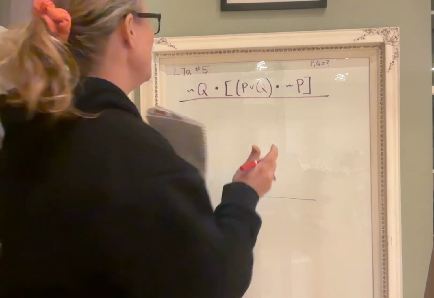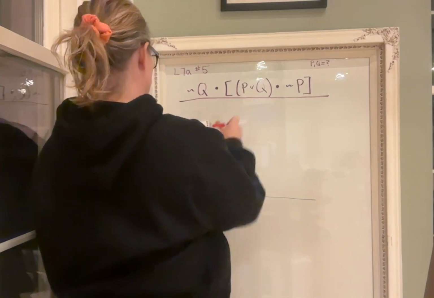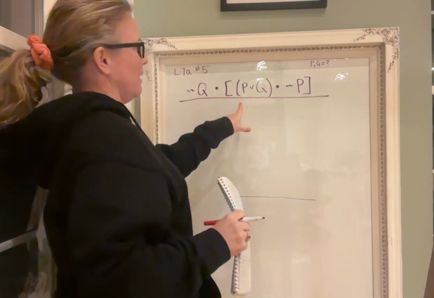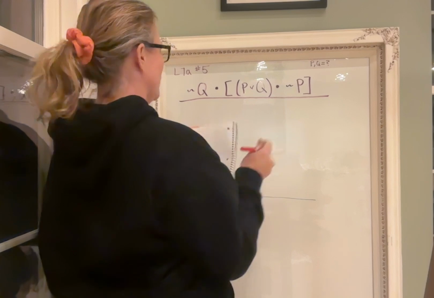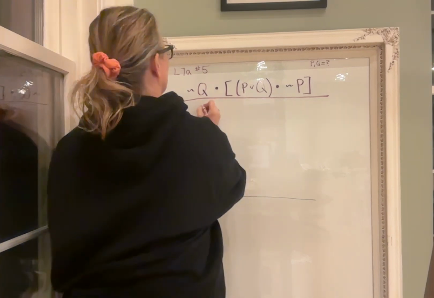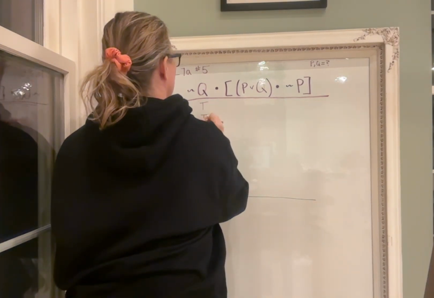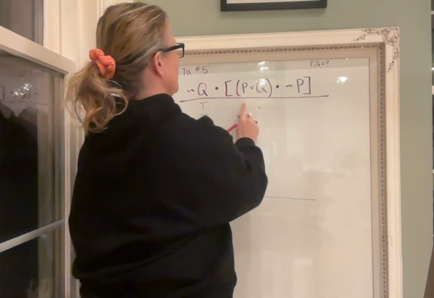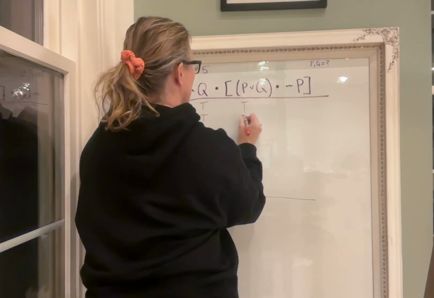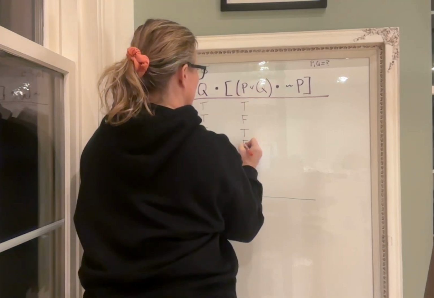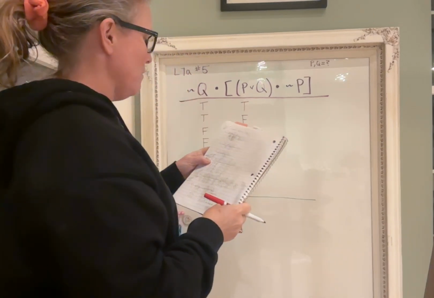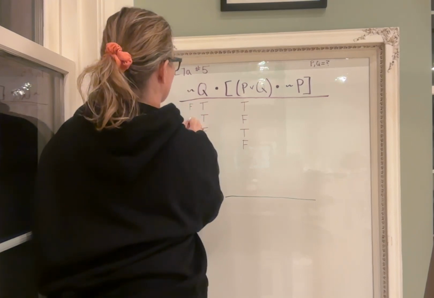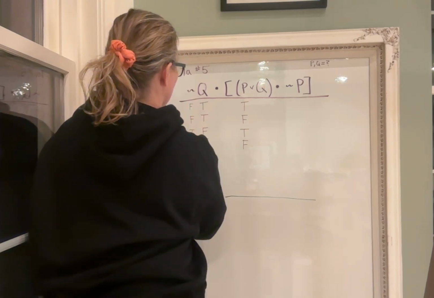Well, we assume, again, we are going to take the truth values and we're going to say how many variables do we have? We have 2 variables, so we're going to have 4 rows for the truth table. And we're going to go true, true, false, false. And then for the P, we're going to go true, false, true, false. Okay, so now we're going to solve for not Q, and that's going to be false, false, true, true.